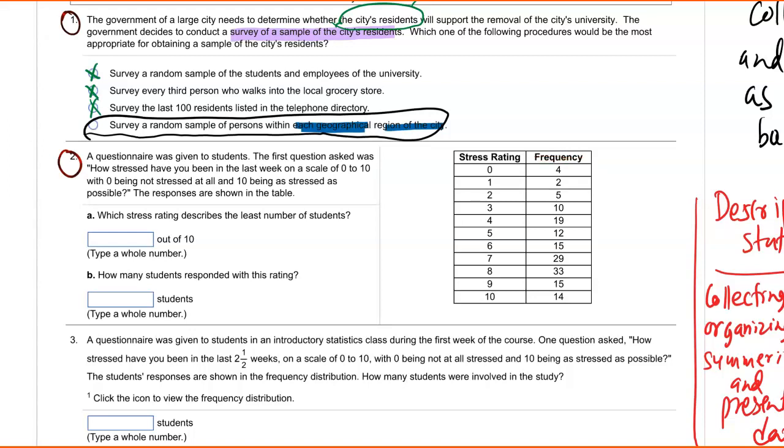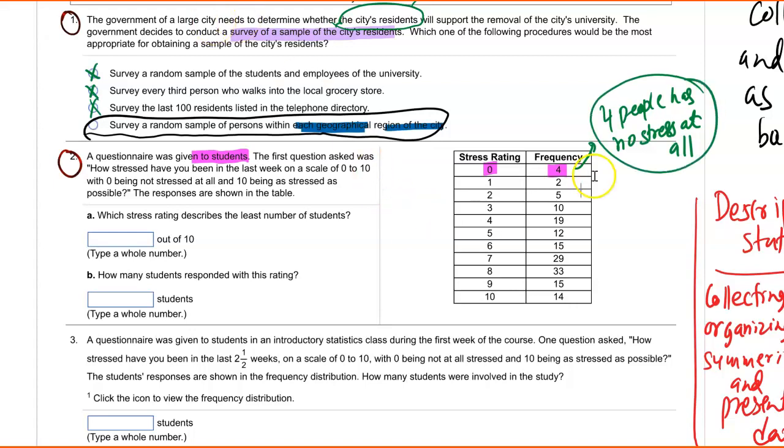In the survey from the students, a stress rating of 0 has a frequency of 4. That means 4 people have no stress at all. Similarly, the frequency is how many objects or people are in that survey. Here, the frequency of 1 is 2, where 1 is the stress rating.